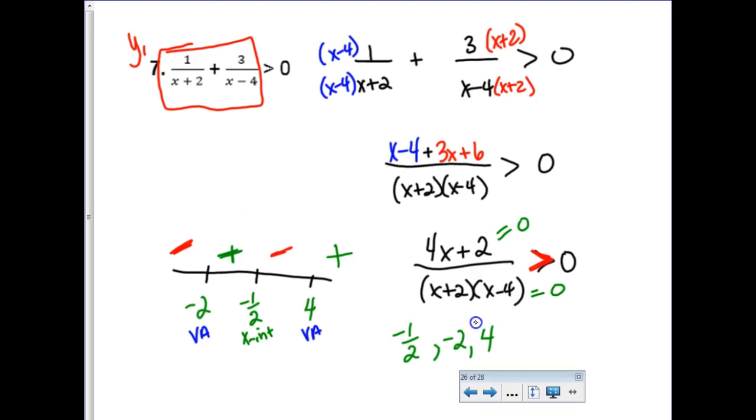Cool beans. I do not have that one graphed, so you guys should be looking at your own graph right now. I want to know where your function is greater than 0. That's fancy talk for positive. So I'm looking for this interval and this interval.